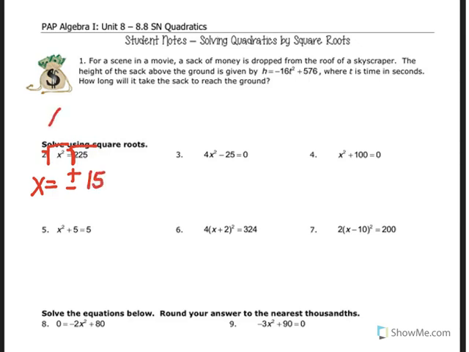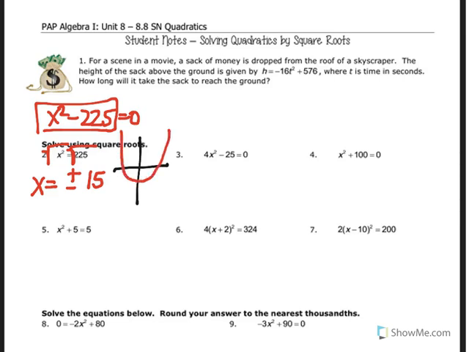And if we were to take x squared, subtract 225, set it equal to 0, and then graph this equation, you would see on your coordinate plane a quadratic that goes like this, and your two solutions are going to be positive 15 and negative 15, just like that. Okay, but we solved it using square roots. Let's look at number 3.